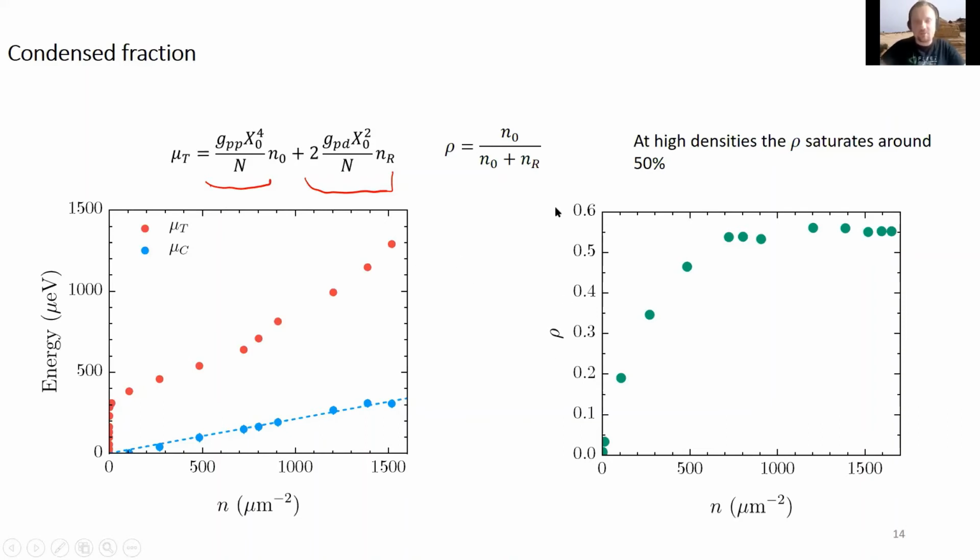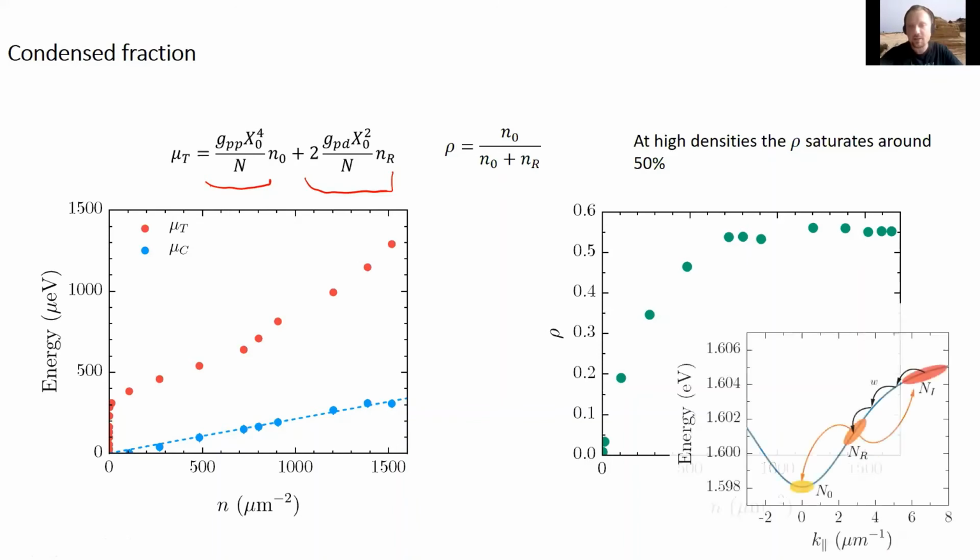is the condensed fraction of polaritons, and one can see it's quite weird. It saturates at about 50% at high densities, even though polaritons are not a strongly interacting system, right? It's not like superfluid helium, but this can be explained by this kind of process that at very high densities we have this locking of bottleneck polaritons and pairwise scattering to the condensate, which simultaneously creates another reservoir particle in the trap. This is why this value of 50% appears at high densities.